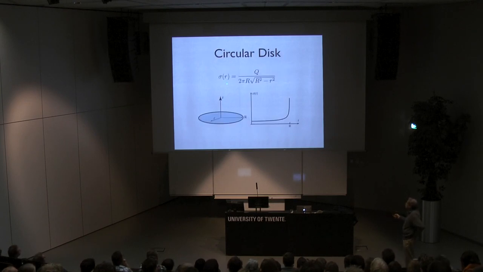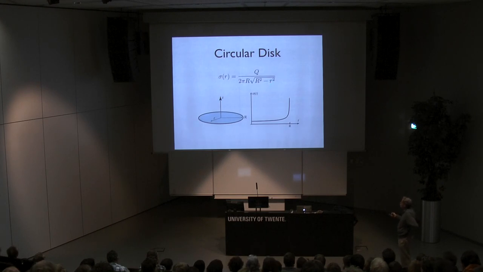Here's the formula for the charge density on a circular conducting disk, Q over 2 pi R square root of R squared minus r squared. Here's the disk, and little r squared, of course, is x squared plus y squared. The cylindrical geometry makes r the natural coordinate there. Now, if I plot the charge density as a function of r, it does blow up, actually, at little r equals capital R. In other words, at the very surface, the charge per unit area actually is infinite.